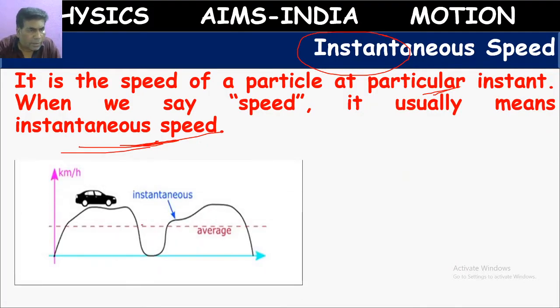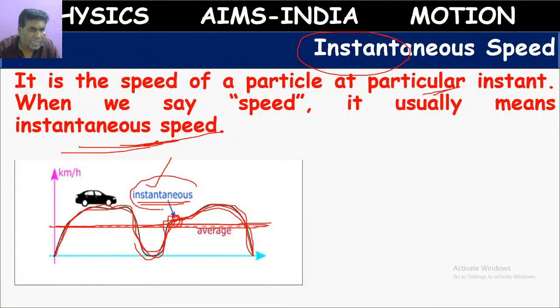Suppose the car has started its journey from here. From here it is moving like this, in a curved line. Throughout this entire journey, the speed is increasing, again decreasing, again increasing, decreasing. This is the speed curve. But this straight line is the average speed of the car. But at this particular point, if anybody asks what is the speed of the car, that speed we can call instantaneous speed.